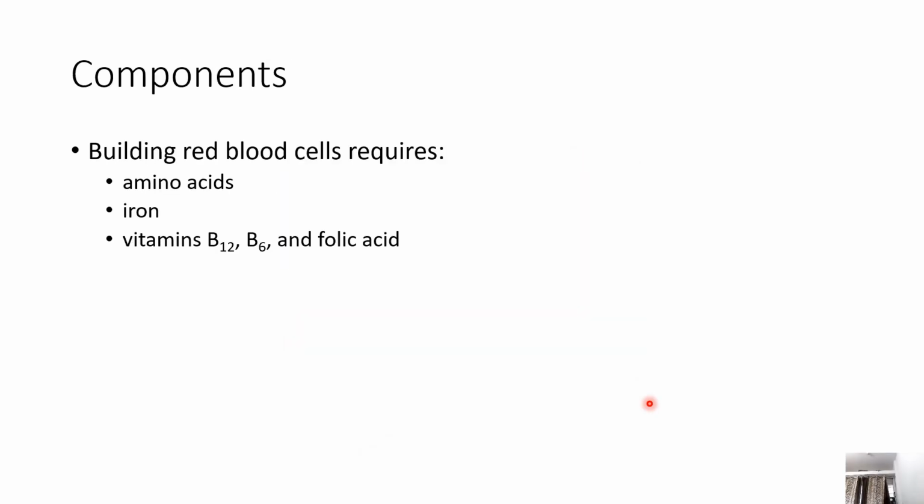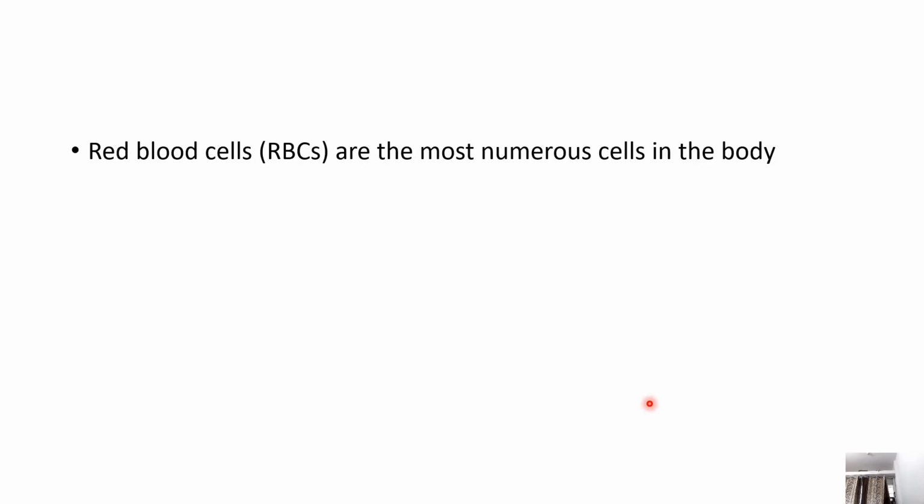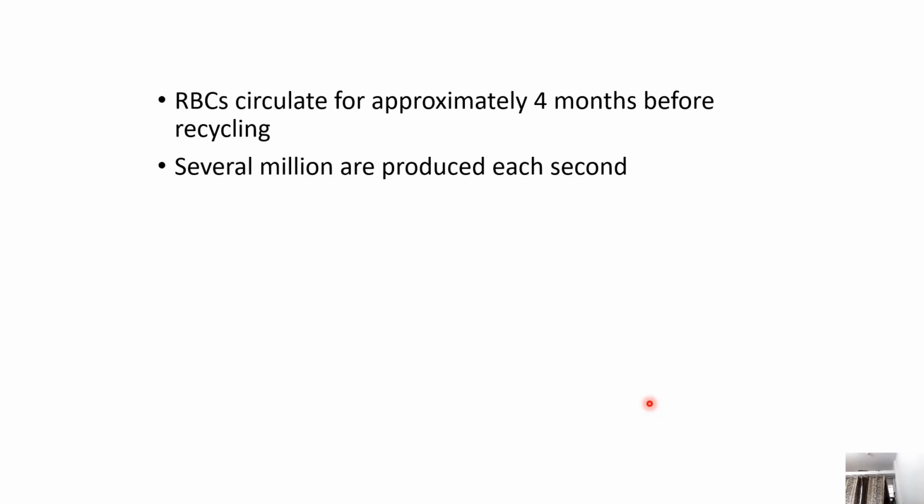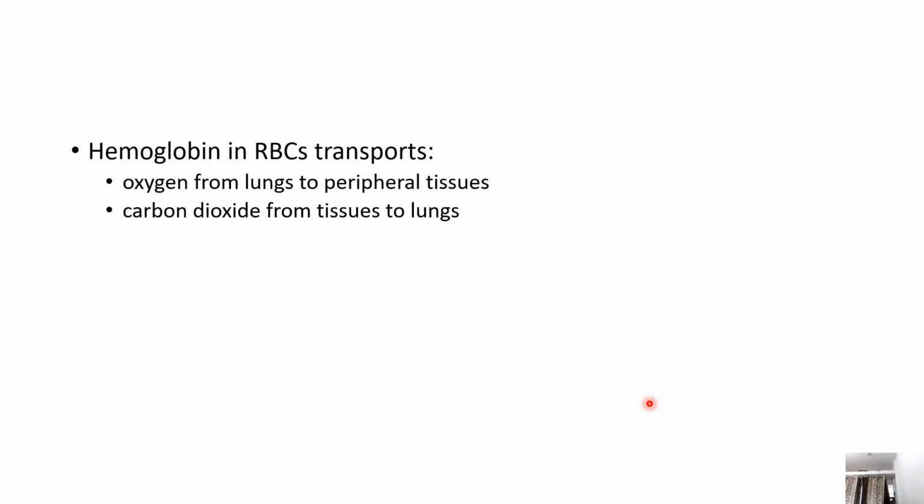Now, what are the components? Building red blood cells requires amino acids, iron, vitamins B12, B6, and folic acid. It's the most numerous cell in the body. It circulates for approximately 4 months before recycling, and several million are produced each second. Hemoglobin in RBCs transports oxygen from lungs to peripheral tissues, and carbon dioxide from tissues to lungs.